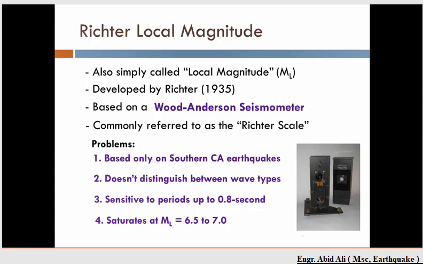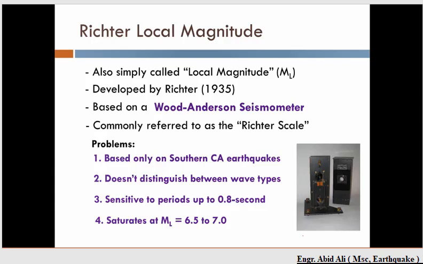Nobody uses it. The only thing we use from the Richter scale is the fact that he used the number scale from 0 to 10. And that is the magnitude that we report today, which has nothing to do with the Richter local magnitude. The Richter local magnitude was developed by Richter in 1935, and it was based on the measurements that you would get from a Wood-Anderson seismometer.